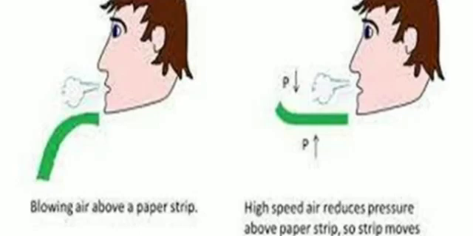Now when you blow over the strip, the air above it moves. Moving air reduces the pressure above the strip. Thus, the air pressure below the strip becomes more than the air pressure above it. This lifts the strip upwards. So these were the examples of high speed winds being accompanied by reduced air pressure.